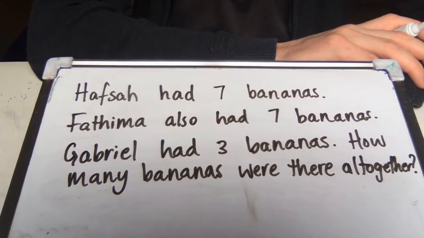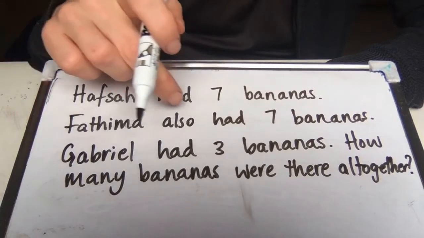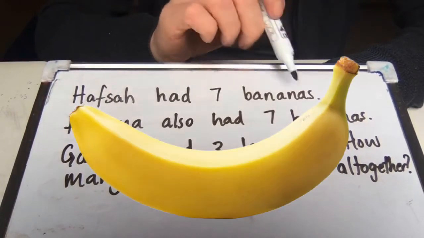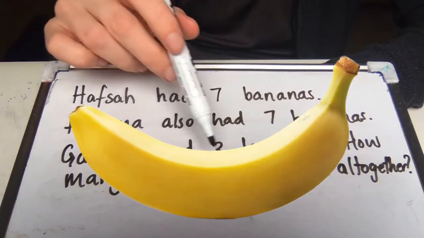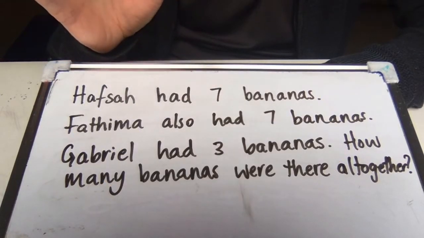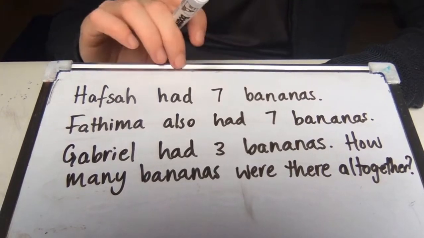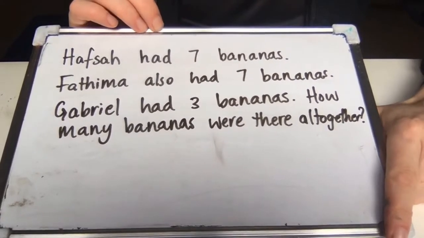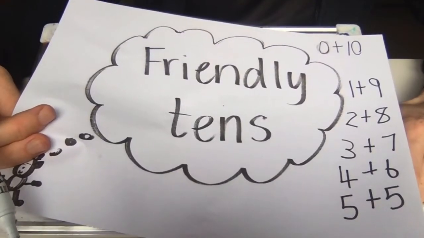So sometimes these questions are kind of silly just because it's fun. But hopefully you can see that it says Hafsa had 7 bananas. Fatima also had 7 bananas. Gabrielle had 3 bananas. How many bananas were there altogether, team? So we've got 7 and 7 and 3, and we're thinking about using friendly tens.